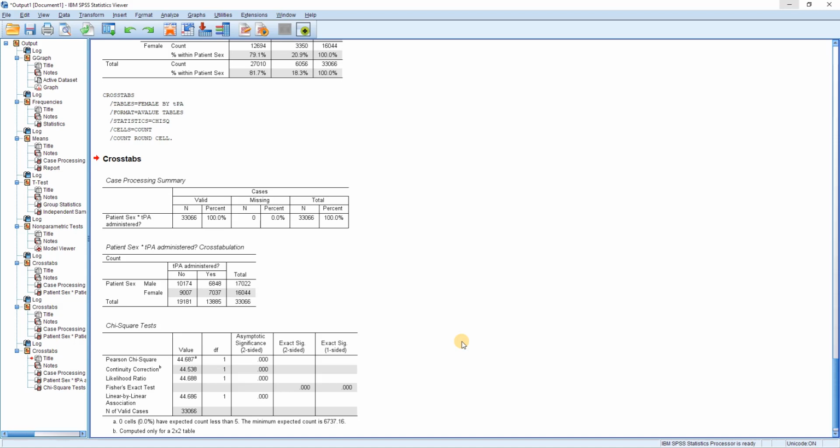Question number 10 is asking a very similar question, so I'm not going to cover it again, but it is just asking you to see if there is a significant difference between receiving TPA en route to the hospital and if the patient died during their hospitalization. So again, you would run another crosstab with your Pearson chi-square statistical test enabled.